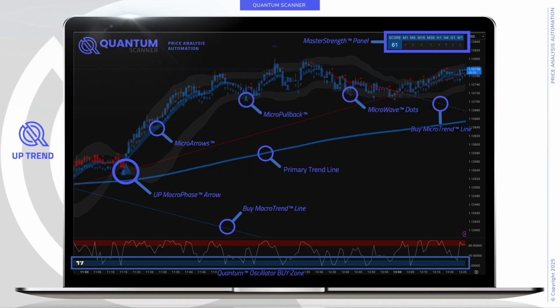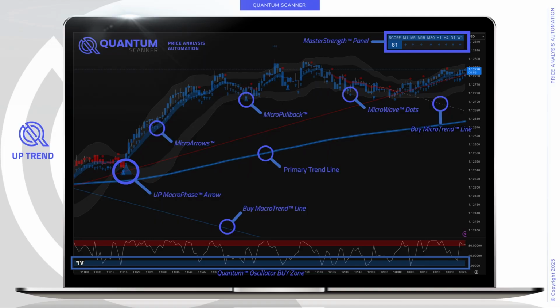Once a trend has been established and indicated by each of these tools, we can identify various structures that can be broken out from utilizing the macro trend line and micro trend line. To identify specific trade entry opportunities, utilize the micro arrows, the micro pullback tool, and the microwave dots, which follow and track each of the small pivot points in the market to enhance your ability to see key turning points in the trend.